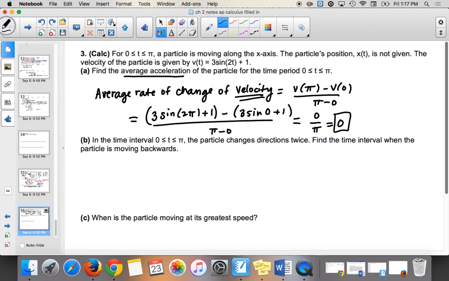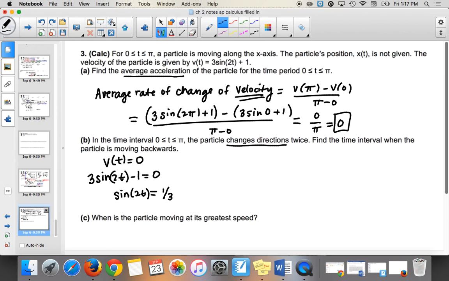All right, so in the time interval 0 to pi, the particle changes direction twice. So whenever you say changes direction, what function are you looking at? The velocity, and you want to find when the velocity goes from positive to negative, so it has to go through like 0, right? Positive to negative or negative to positive. So we want to find when v of t is equal to 0. Okay, and this would actually be a calculator question, and I'll show you why. Because we have 3 sine of 2t plus 1 equals 0. And if you started to solve that one by hand, you get a value that is not a unit circle value, right? So you would need your calculator anyway to do inverse sine.